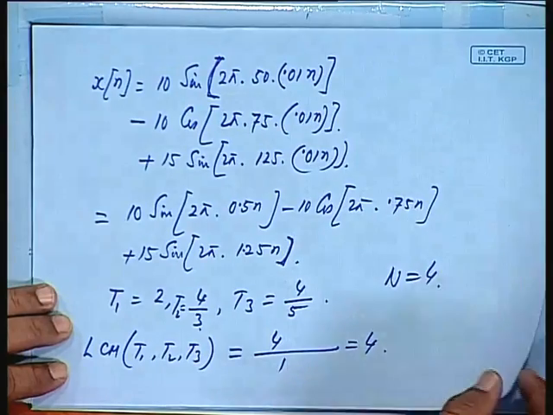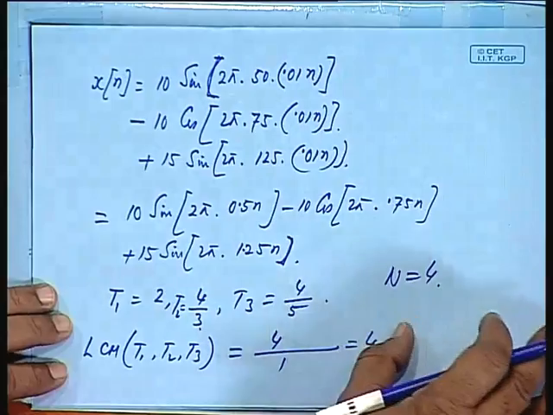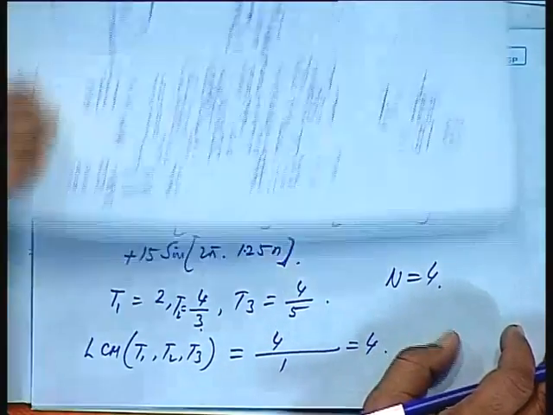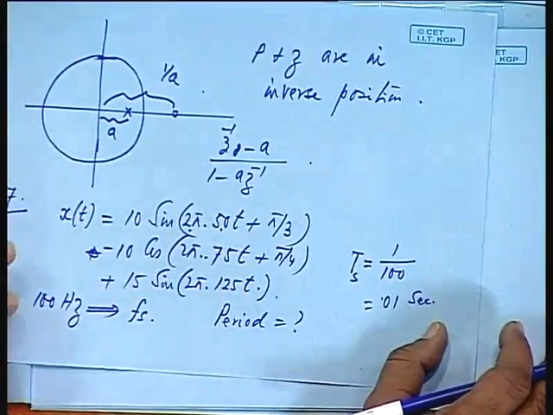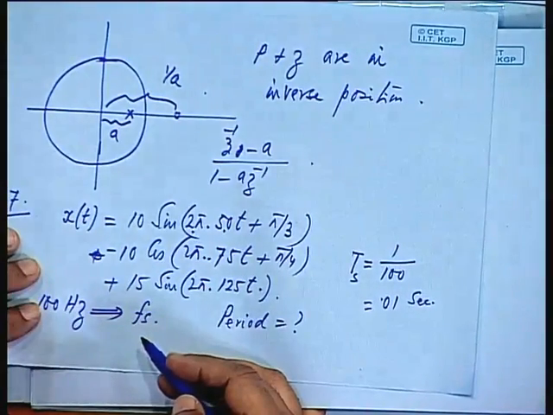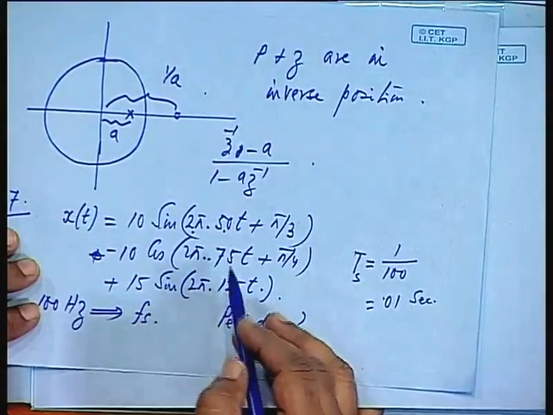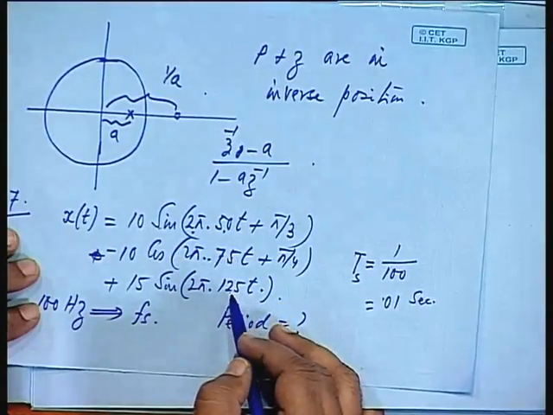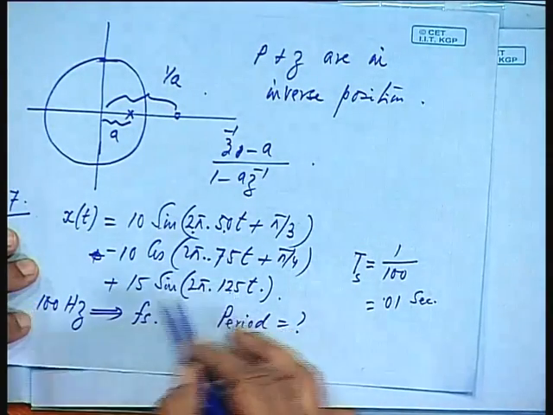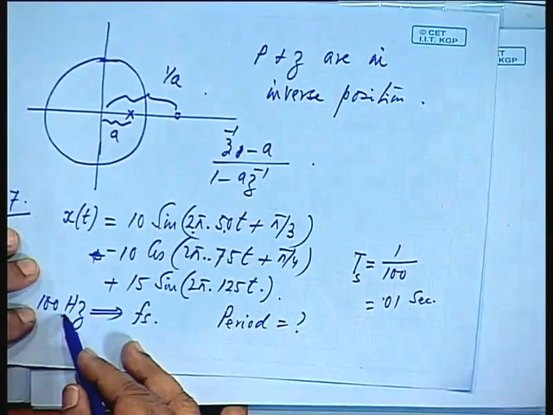Are you able to recover the frequencies from such sampled signals? What is the sampling frequency? 100 hertz. What are the frequencies present in the signal? 50, 75 and 125. All right. 125 is the frequency and your frequency of sampling is 100 hertz. You are sampling at a very slow rate.